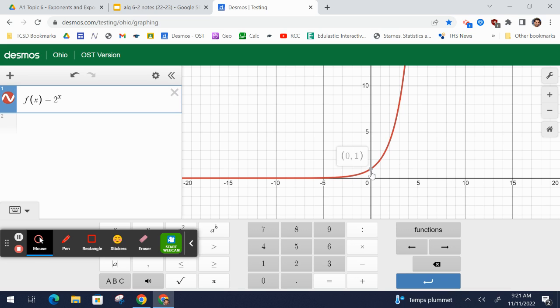And again, just as it looks here, right? On the left-hand side, it's going closer and closer to the x-axis. Again, it almost looks like it's on top of the x-axis. That's just the limitations of Desmos and its graphing ability. And on the right side, you're going way up, up, up.